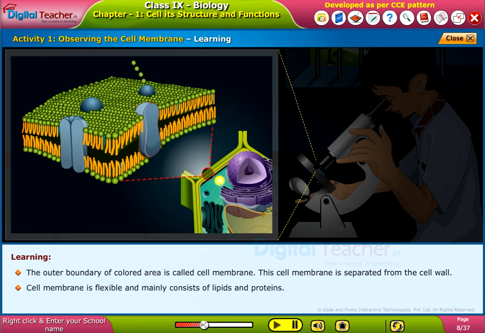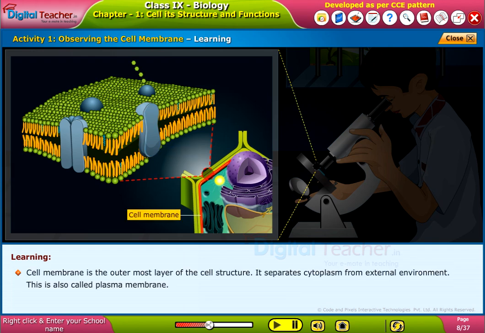Cell membrane is flexible and mainly consists of lipids and proteins. Cell membrane is the outermost layer of the cell structure. It separates cytoplasm from external environment. This is also called plasma membrane.